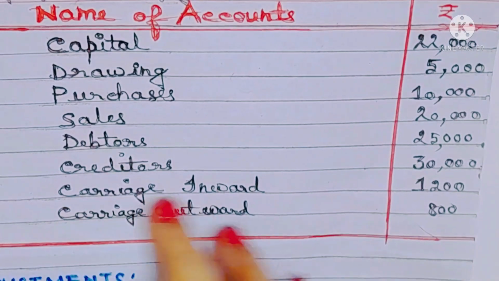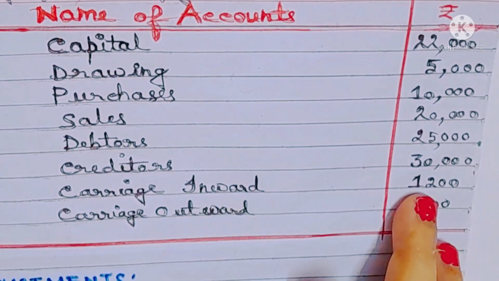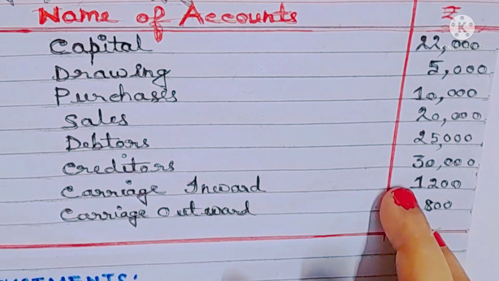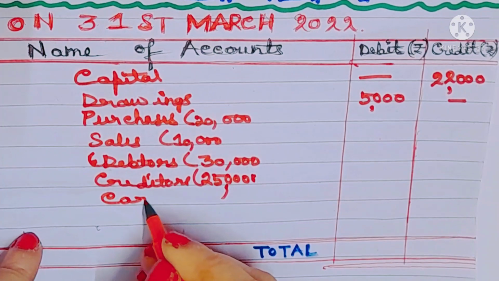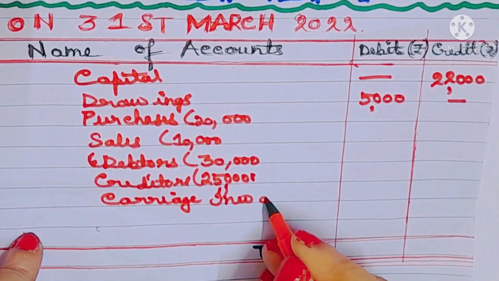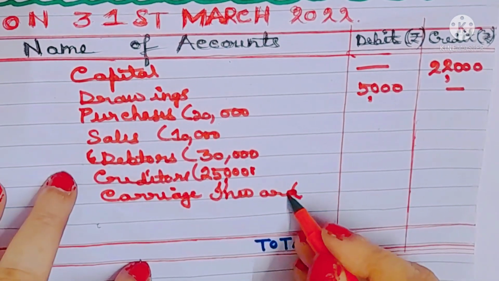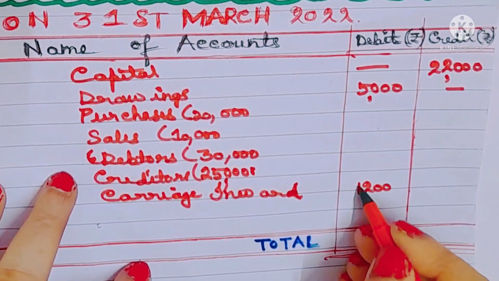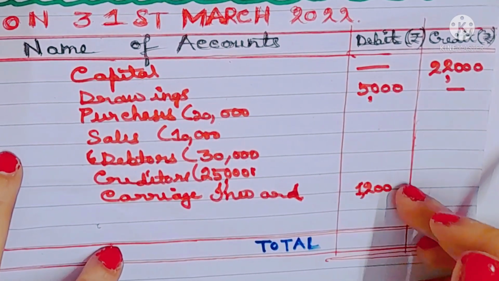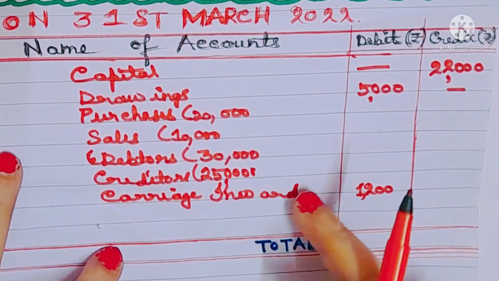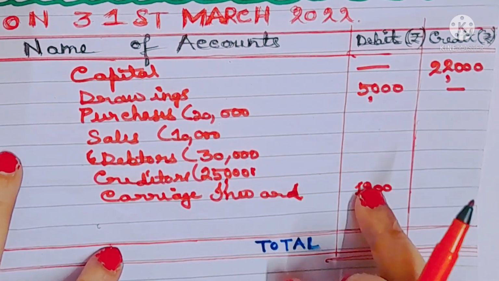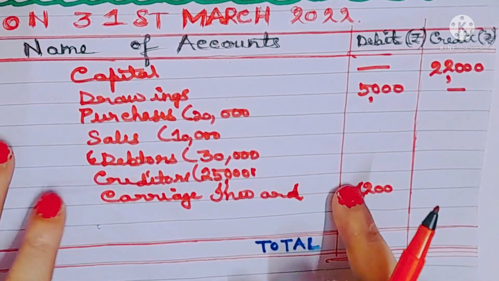The next account is carriage inward, 1200. There is no adjustment for carriage inward, so we can straight away write 1200. Carriage inward, 1200. Carriage inward has a debit balance, and that is the reason we are writing it in the debit column. But why is carriage inward debit? Because carriage inward comes under nominal account. According to nominal account, all losses and expenses are debited. So carriage inward will be debited. Let's see the next account.